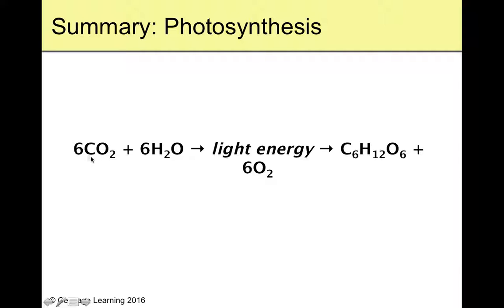Plants bring in carbon dioxide gas. They also bring in liquid water. They also bring in light energy, and they're going to make sugar, and they're going to make oxygen. So you should know this. Carbon dioxide plus water plus light energy is what plants use to make sugar and oxygen. And of course, you know already that humans rely on the oxygen gas.